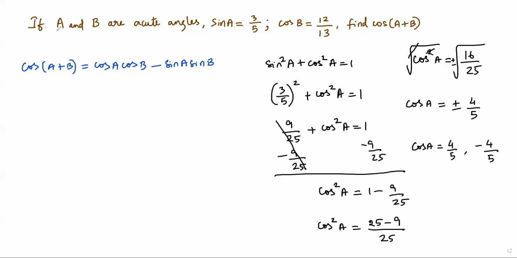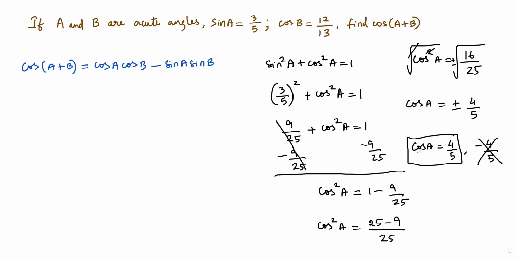Okay, the question clearly says that the two angle measures A and B are acute angles. A and B are acute angles means both the angles are in the first quadrant. In the first quadrant, all trigonometric ratios are positive. So cosine A also is positive in the first quadrant. Since the value of cosine A is positive, we can ignore the negative value, that is negative 4 over 5. So finally, we conclude the value of cosine A is just 4 over 5.